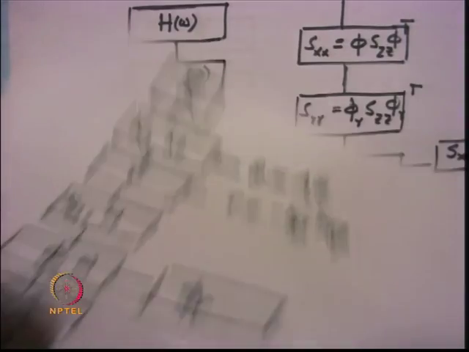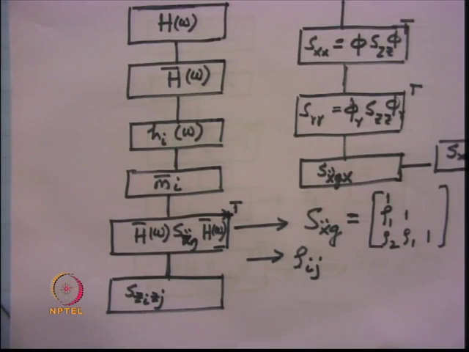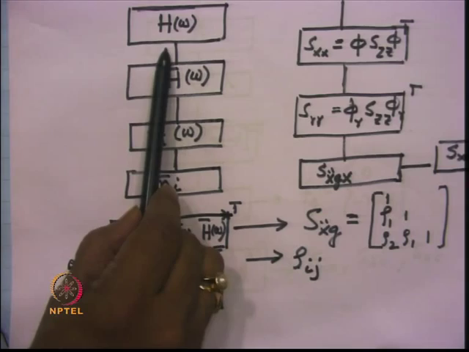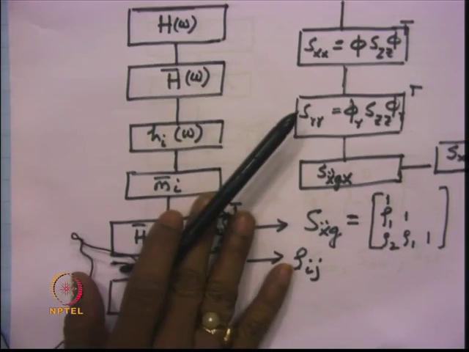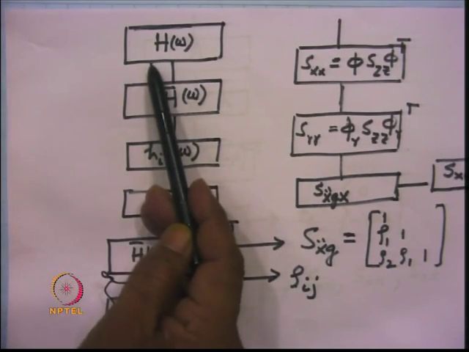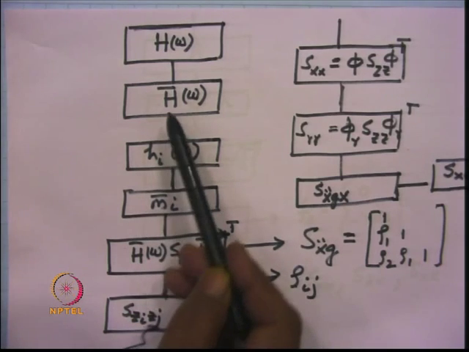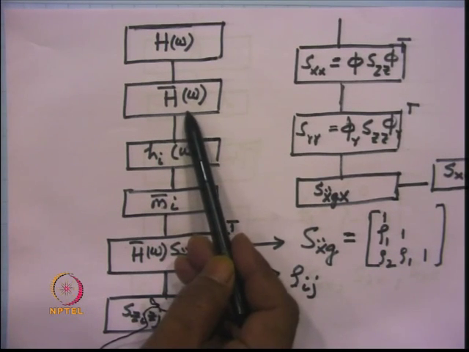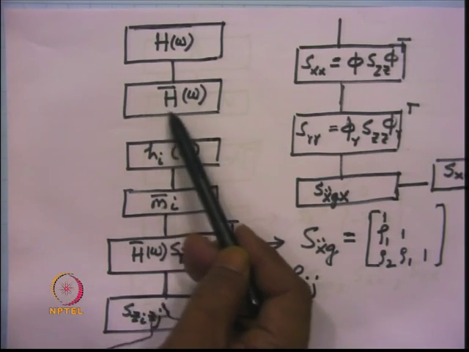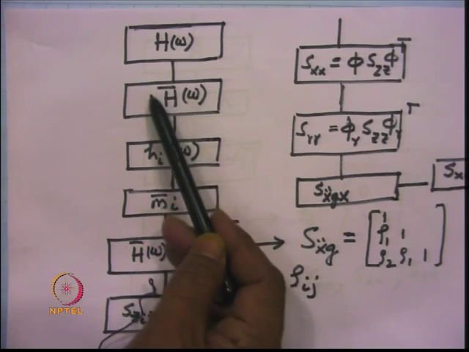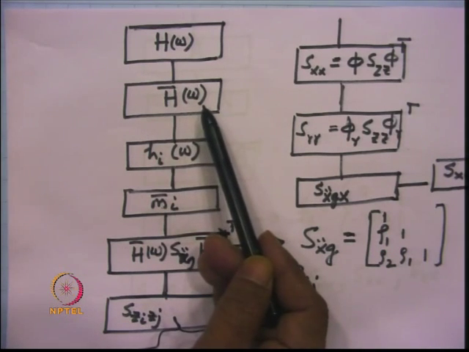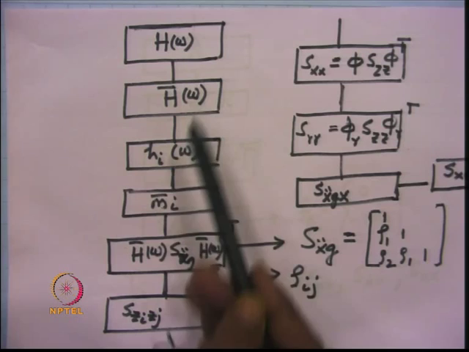So, once we have that, then one can obtain the H(omega) matrix that is required using K, M and C. If we are not interested in all the responses, then the reduced frequency response function matrix H bar (omega) can be obtained.